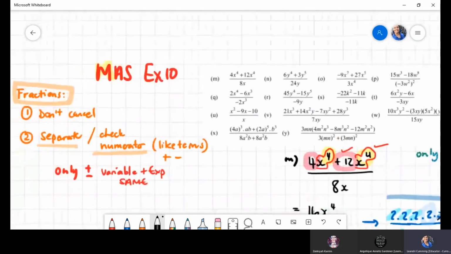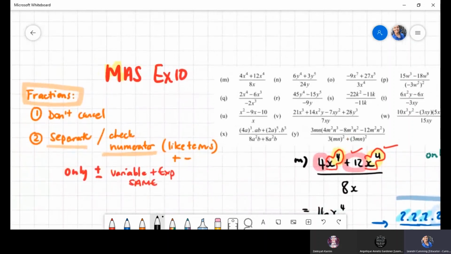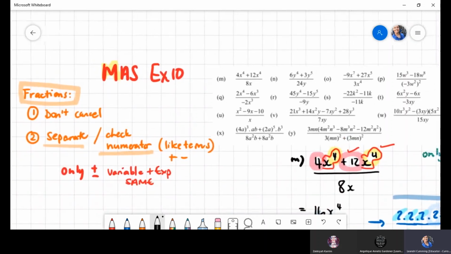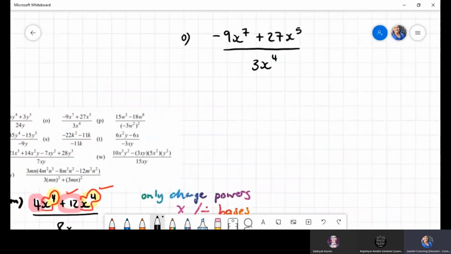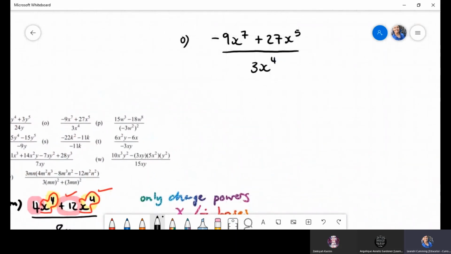What can I do first? I need to check, is it a fraction? Yes, it's a fraction. So I should not go ahead and cancel anything, but can I perhaps simplify? Can I simplify my numerator? Then I have to check whether my variable and my exponent is the same. And I see no. The exponents are not the same.